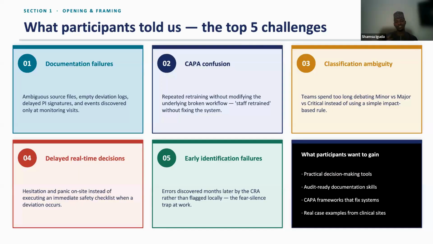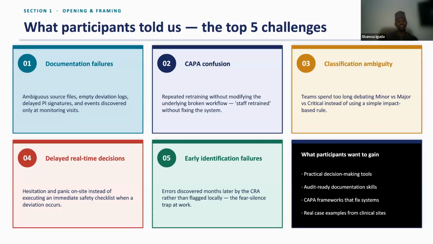This was the most frequently mentioned issue by far. Sites are not documenting deviations at all, or documenting them so poorly that they cannot even survive an audit query. Events are discovered only when the CRA arrives, and by then the data are confusing, dates do not align, and the deviation log is empty, and so many things like that.